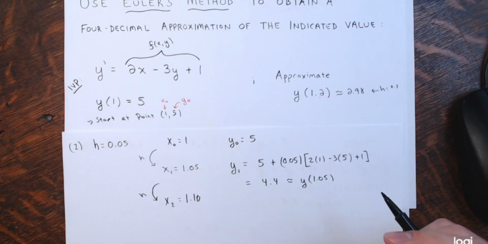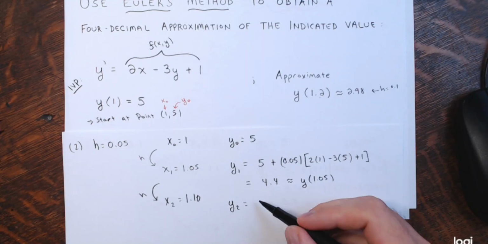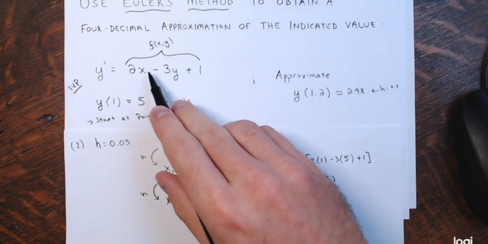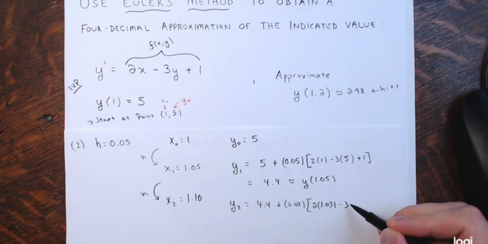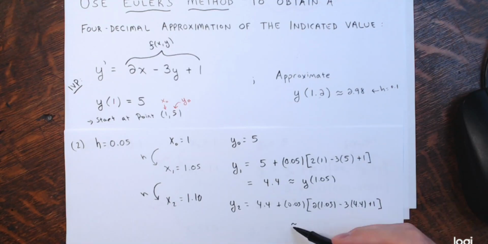And then y2, our approximation at 1.1, is going to be the previous, y1, 4.4, plus h, 0.05, times the value of the function, the value of the slope at x1, y1. So 2 times x1, which was 1.05, minus 3 times y1, which was the 4.4, plus 1. And we get another y2, which is again the approximation of our solution at 1.1.